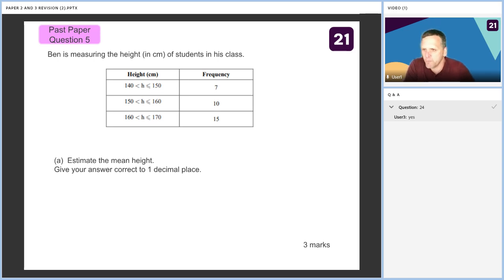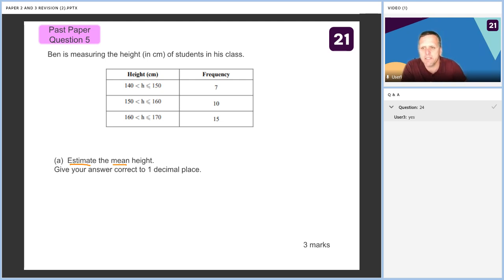Okay, so moving on to question 5, we've got a table. Ben is measuring the height in centimeters of students in his class. We've got some information there, and then it says to estimate the mean height. Give your answer correct to 1 decimal place.